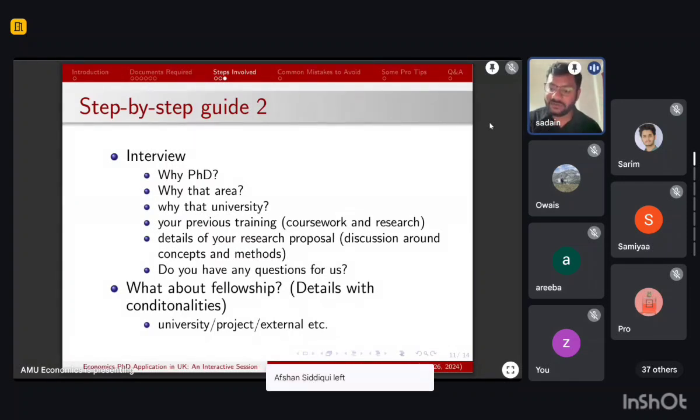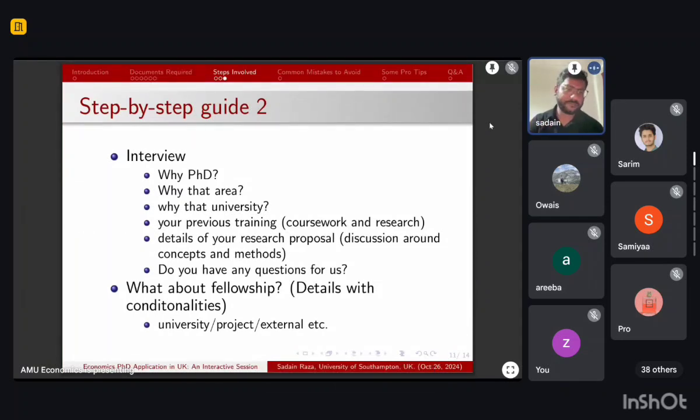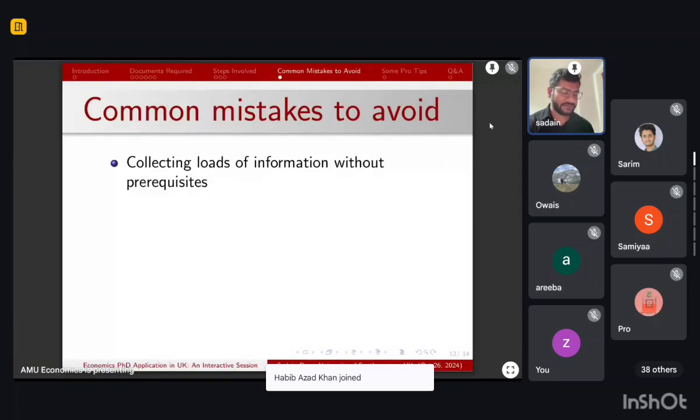So you will have to find out why they are funding, what their agenda is, and then write your application accordingly. Kindly go to the next slide. Then, common mistakes to avoid.